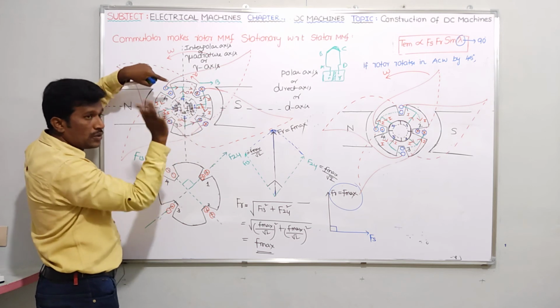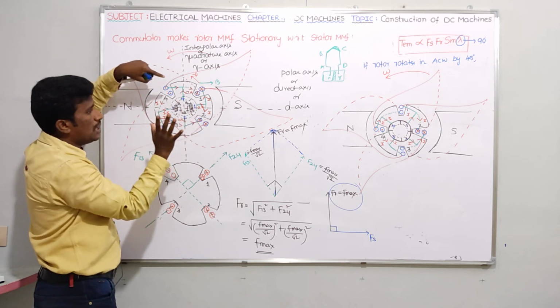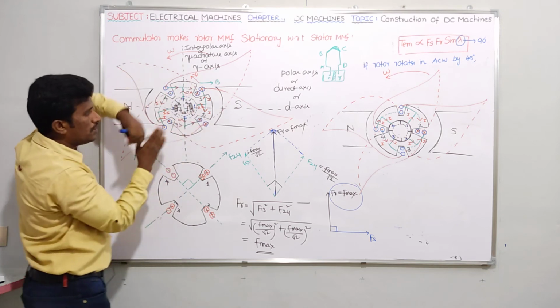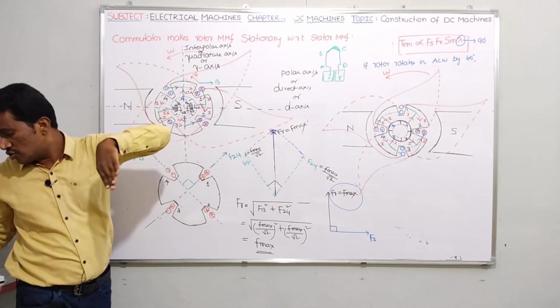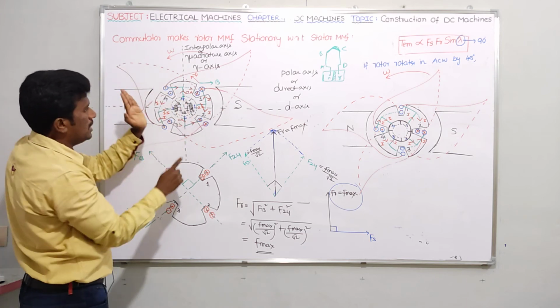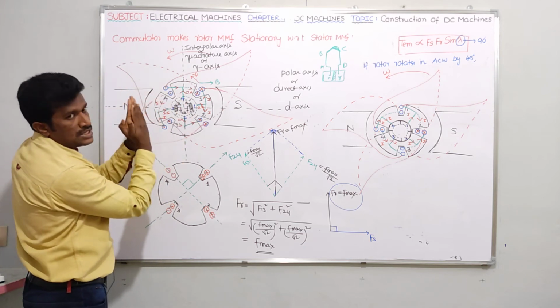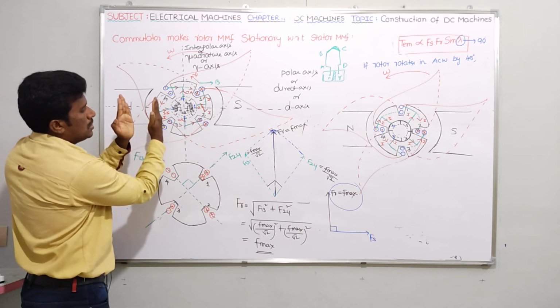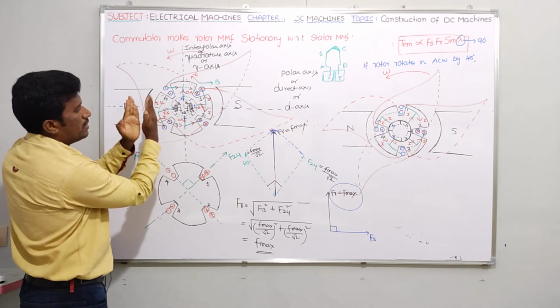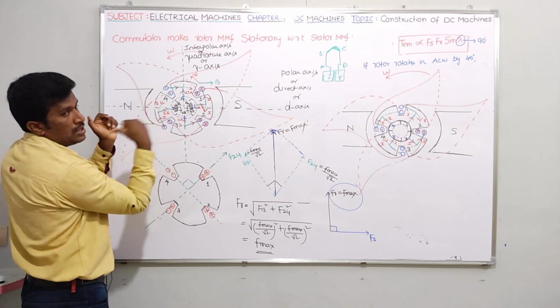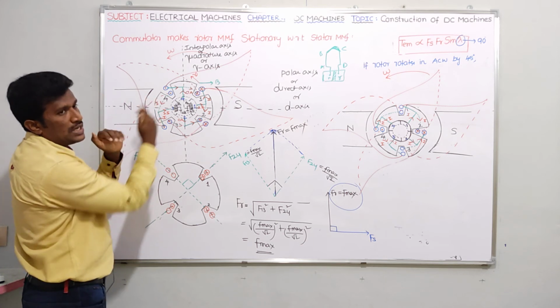The brushes are not rotating. The segments are moving. Let us assume that initially brush B2 is here and segment number 1 is connected. Now segment number 1 is moving, whereas the brush is stationary. Some portion of segment number 1 will be connected to the brush, and from here segment number 2 is also coming, so some portion of segment number 2 is also connected.